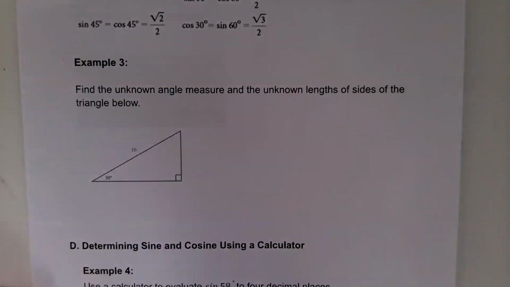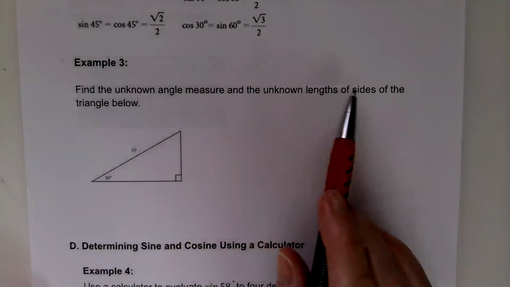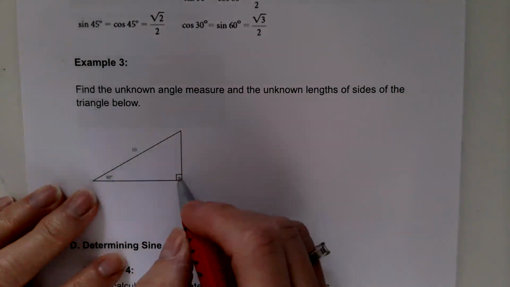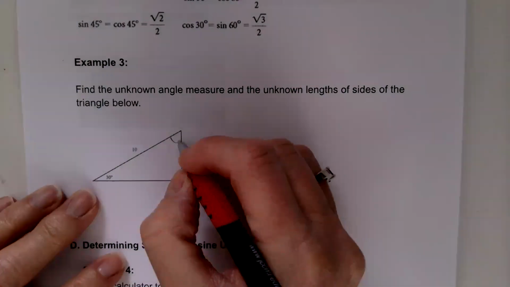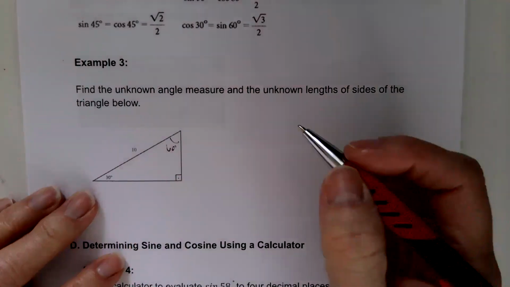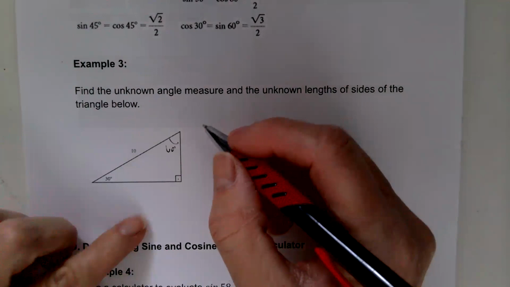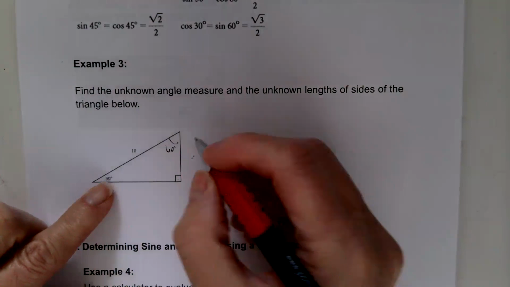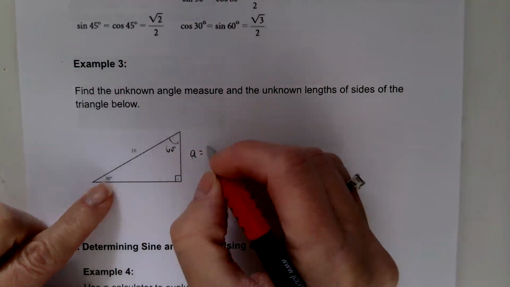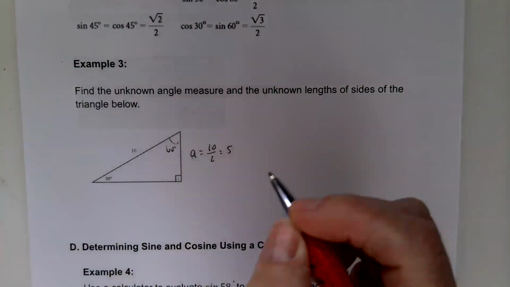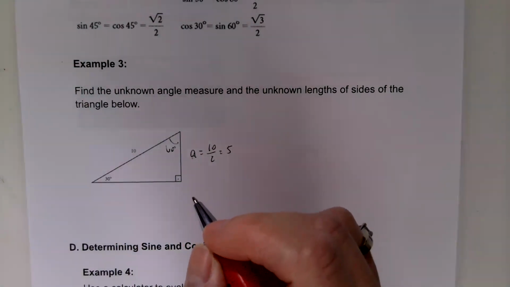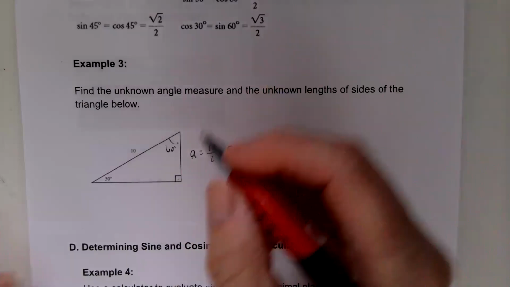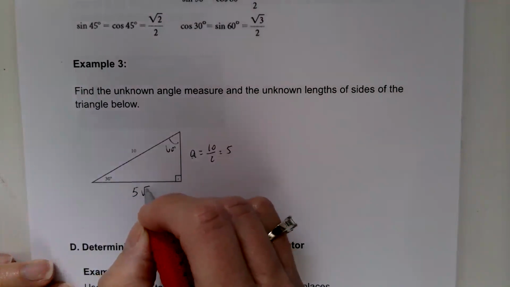So let's use some of these. It says find the unknown angle measure and the unknown lengths of sides of the triangle below. We have this angle is 30 and this one is 90 shown by the square, so this one must be 60. Then the side opposite the 30 is going to be half of the hypotenuse. So that is 5. And then this should be 5 times the square root of 3.